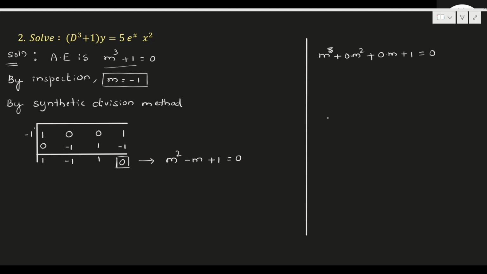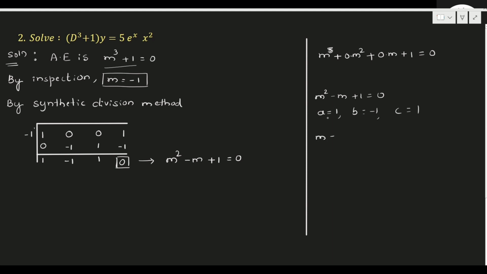Again we have to use Sridhar's method. Okay, we'll do it here. To find the roots of the equation m^2 minus m + 1 = 0, a is 1, b is minus 1 and c is 1.